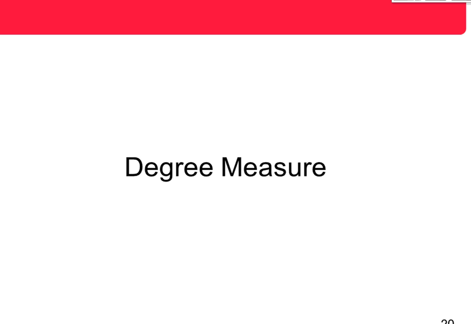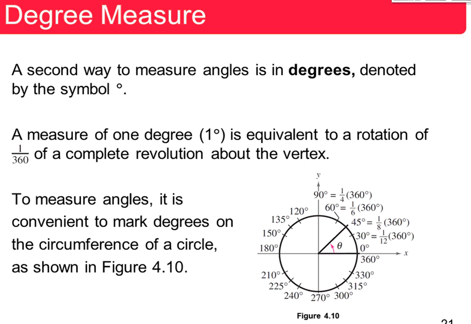This is still 4-1. Yeah, 4-1 is kind of long, and we'll still be working on it, I think, tomorrow. So degree measure. The second way is in degrees, and we do use this symbol for degrees, and it's equivalent to a rotation of 1/360th of a complete rotation about an axis, a vertex. And to measure angles, it's convenient to mark degrees on the circumference of a circle.